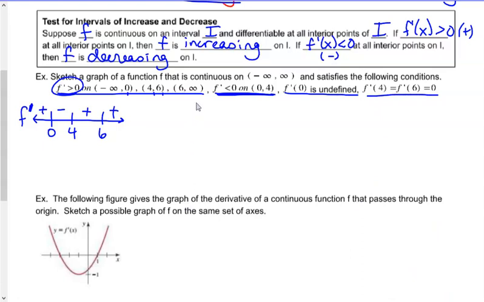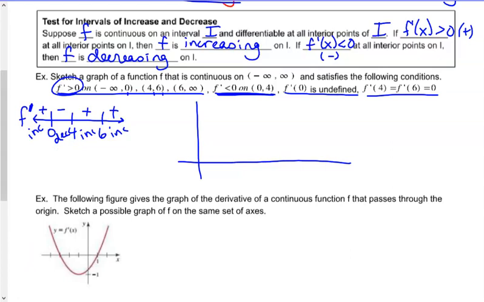Now, let's break this apart before we start drawing, okay? Over here, if this is positive, we were just told on our test of increasing and decreasing that our function is increasing in this interval. Then our derivative here is negative, therefore our function is decreasing from 0 to 4. That's the only time it's decreasing.